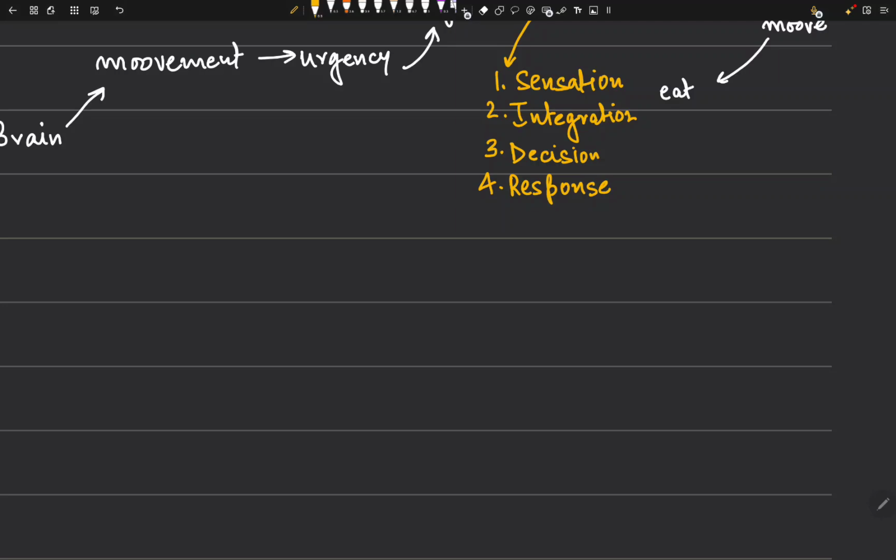Now, let me introduce you to a word called electricity. Electricity. It's a cool word, right? Now, why didn't evolution use blood to carry every signal? That's a cool question.